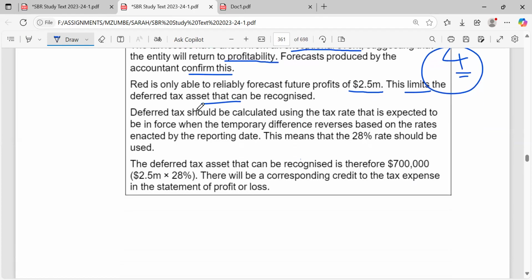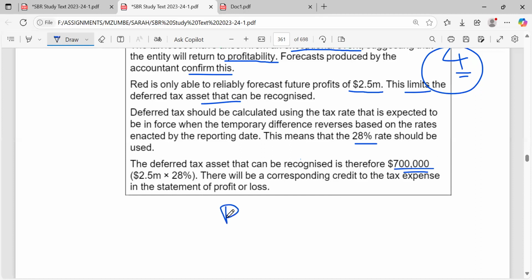So we say deferred tax will be calculated using the tax rate that is expected to be in force when the temporary difference reverses, based on the rates enacted by the reporting date. And this one is obviously 28% because the information was given 31st December 2021, but this enactment was given from 1st January the next year, right? So the deferred tax should be based on 28%. You multiply 28% by 2.5 million, you get this figure here, right?